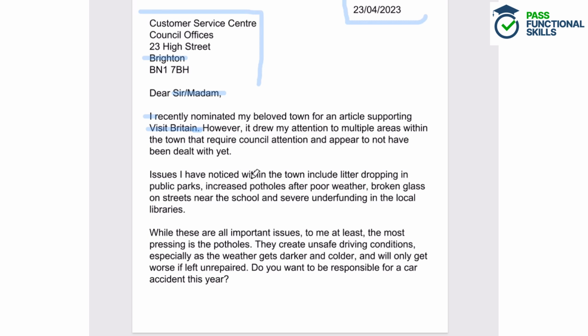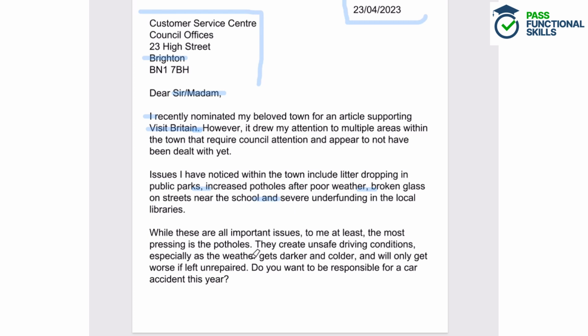So make sure that you know where to use capital letters and make sure that you are finishing each sentence with a full stop. You'll also need to make sure that you're using commas to add further detail to your sentences or to create lists. So we have a list created using commas here. We've got litter dropping in public parks, and then the next thing in the list, increased potholes after poor weather, and then broken glass on streets near the school. So remember that you'll need a comma for each part of the list until you get to the final one, in which case you can just use an and.